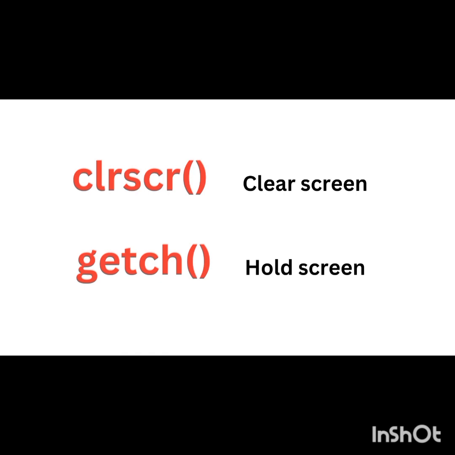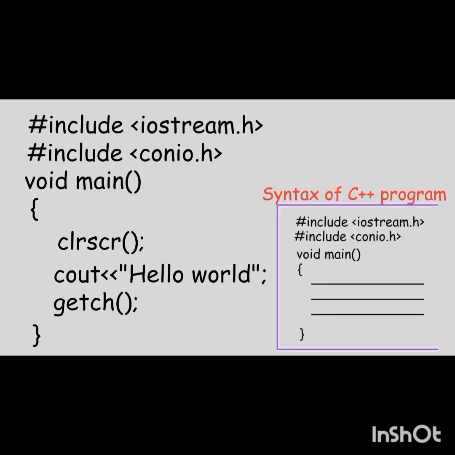So next we have clrscr parenthesis. This clears the screen, it erases everything on the screen. And lastly, we have getch parenthesis. This is used to hold the screen. Maybe you are finding this somewhat complicated now. It will slowly become clear to you as we go further with the programming.